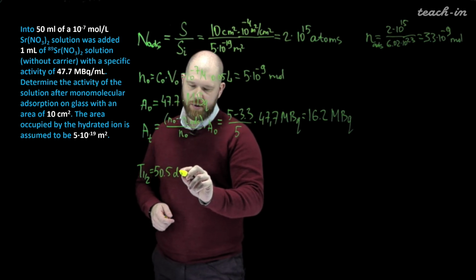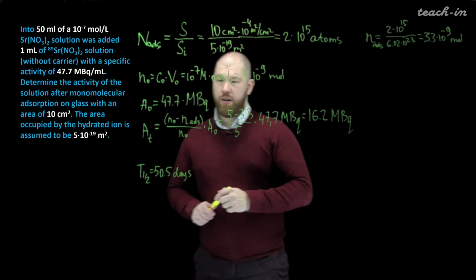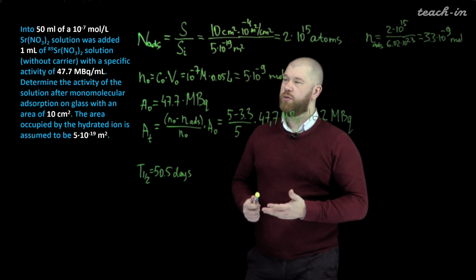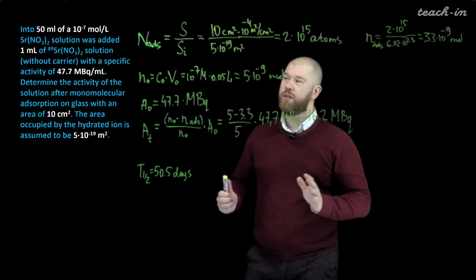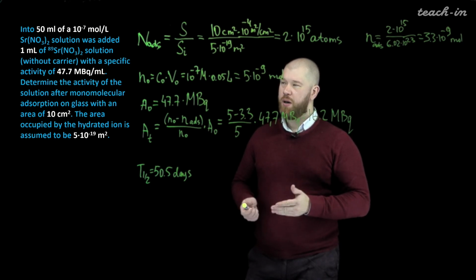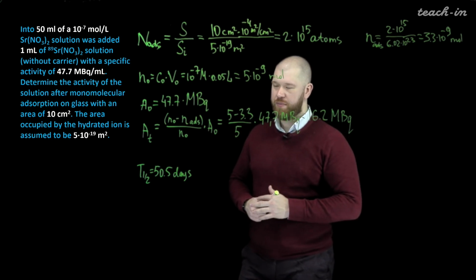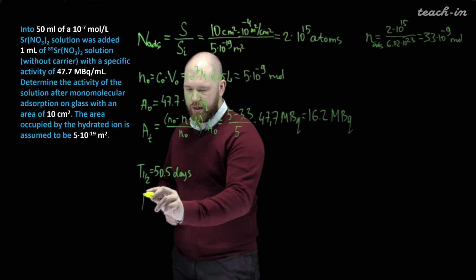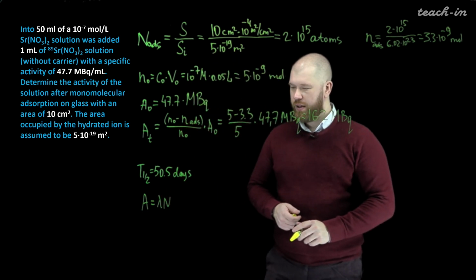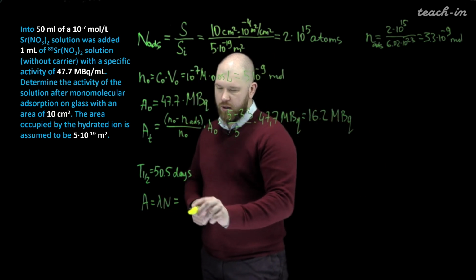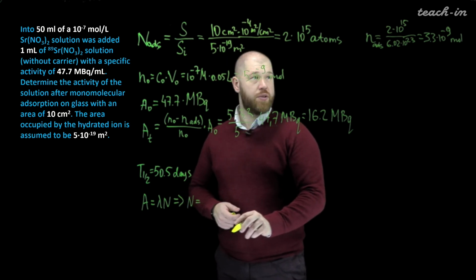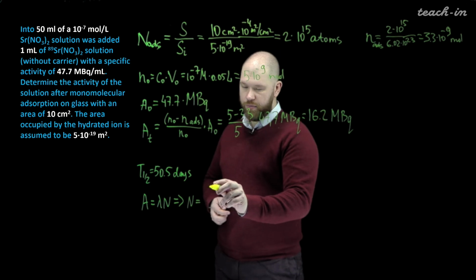...5 days. Let's calculate what the amount of strontium would be if there were no stable strontium. What will be the amount of strontium-89? Again, activity is equal to lambda N. That means that the number of atoms will be equal to the activity divided by lambda.